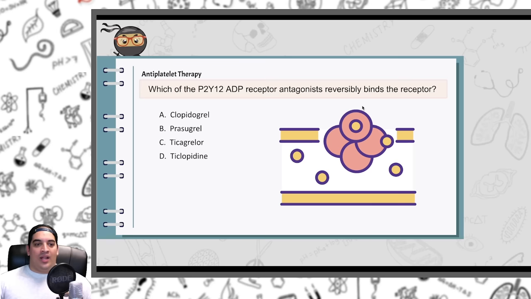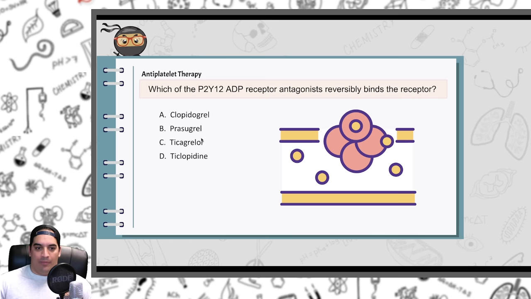So first one here: which of the P2Y12 ADP receptor antagonists reversibly binds this receptor? We didn't actually mention this within this 3-hour long Infinity War movie that we just talked about today, but really quickly, when we talk about the P2Y12 receptor blockers, all of them, except for ticagrelor, are irreversible. And so why is that really important? It really comes down to compliance.